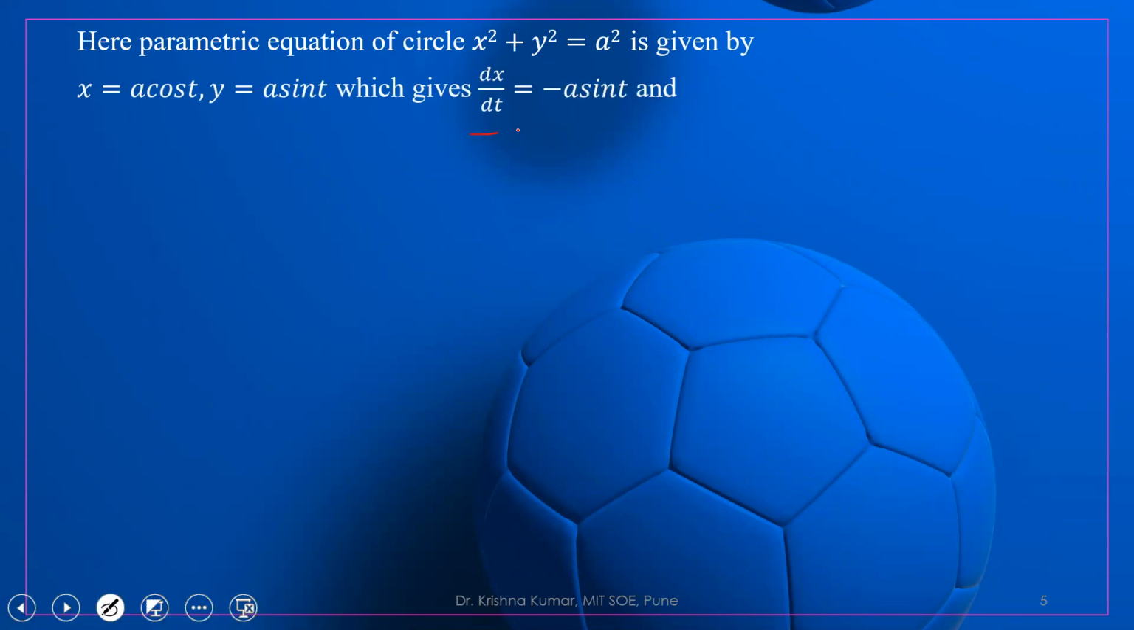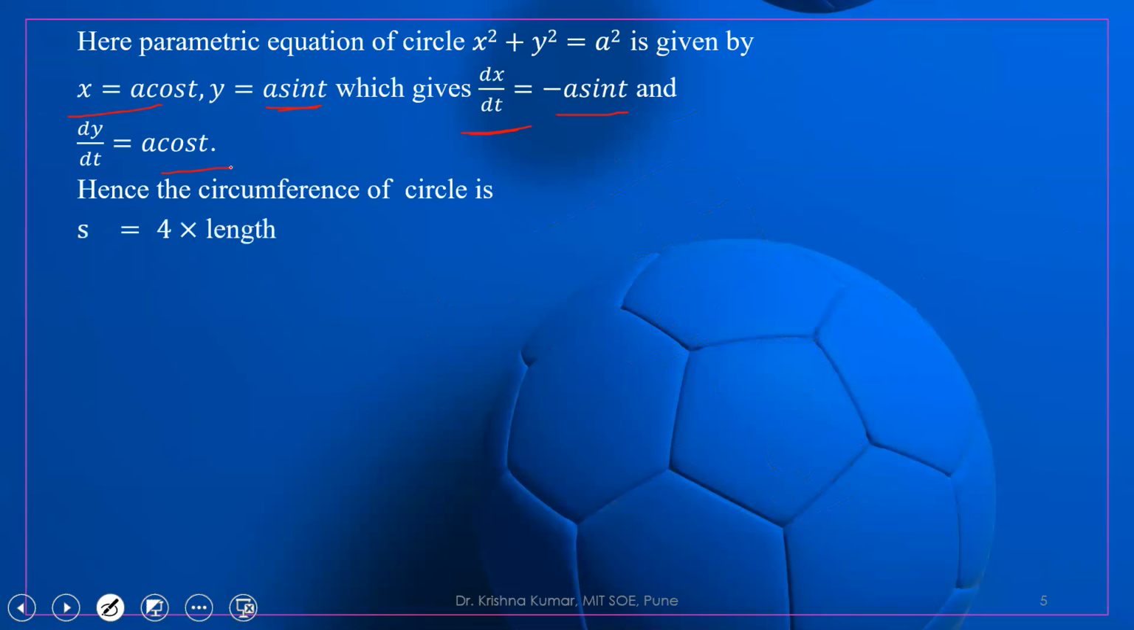So let us find dx/dt. Differentiate x with respect to t. The derivative of cos t is minus sin t. And similarly, what is dy/dt? The derivative of sin t is cos t. Okay, so let us consider. Hence, the circumference of the circle is given by s equals 4 times the length of the curve AB.